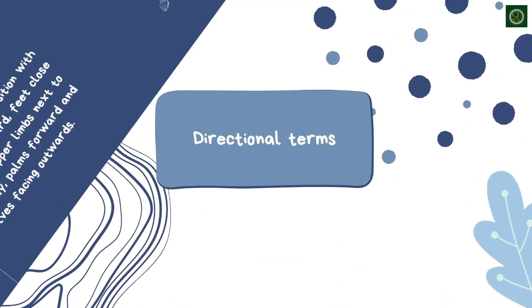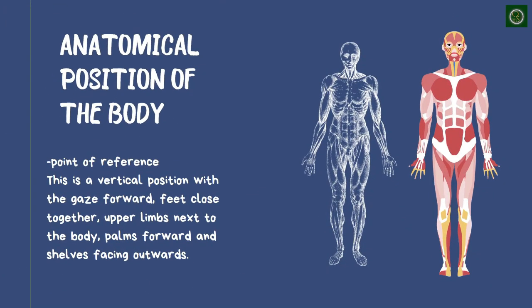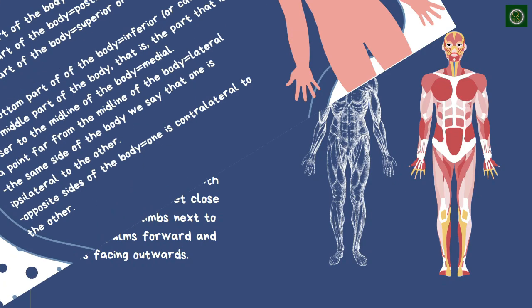Directional terms. It is important to know that all the directional terms that are used in medicine have as a point of reference the anatomical position of the body. This is a vertical position, that is, the body is standing upright with gaze forward, feet close together, upper limbs next to the body, palms forward, and thumbs facing outwards.